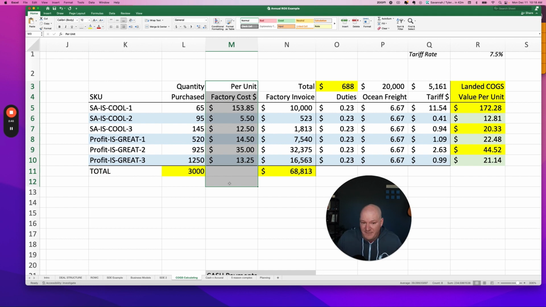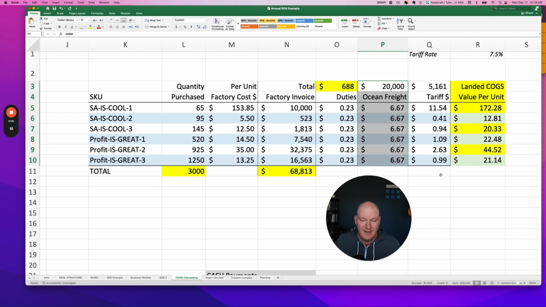That's just the invoice from the factory. But then you're going to choose to do a simple, we call it loading or landing of those units by adding a small fraction of that duty charge. You're going to add a small fraction of the ocean freight, and you're going to add a small fraction of the tariff. Any other expenses that you want to choose.